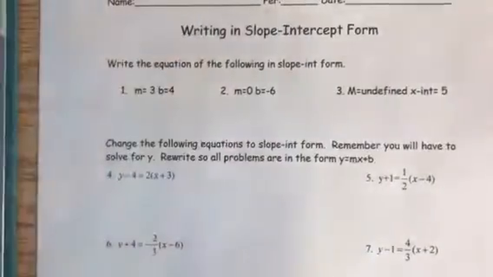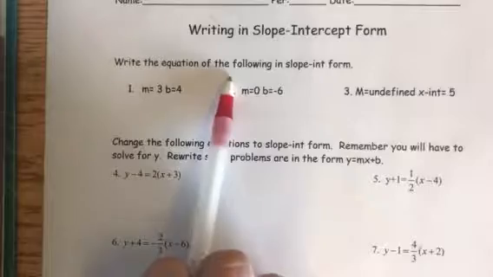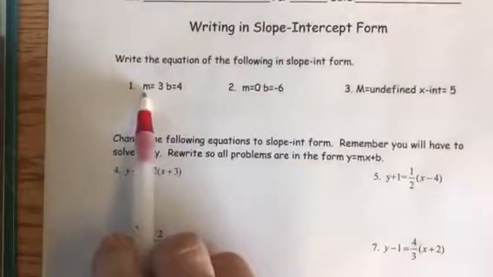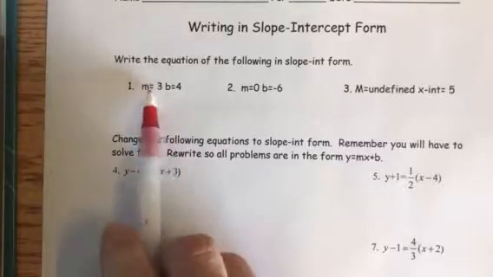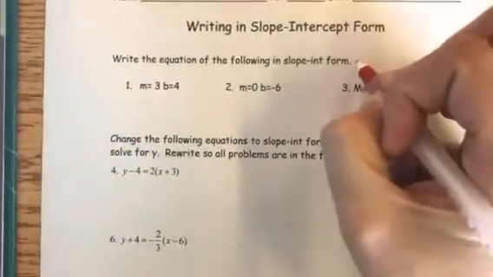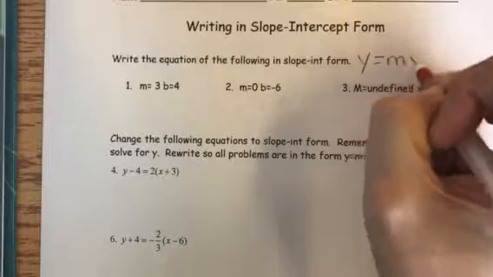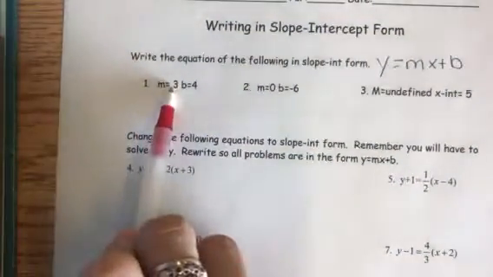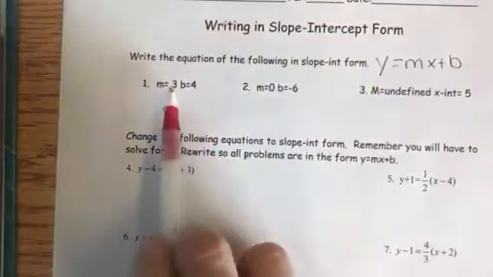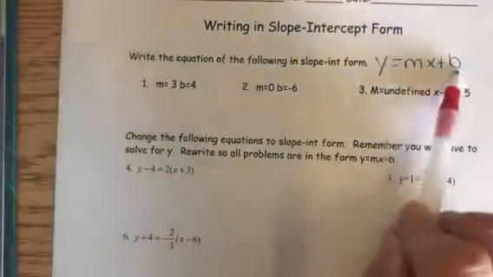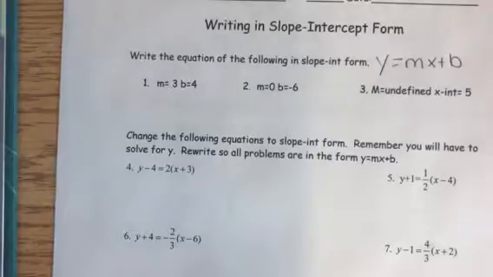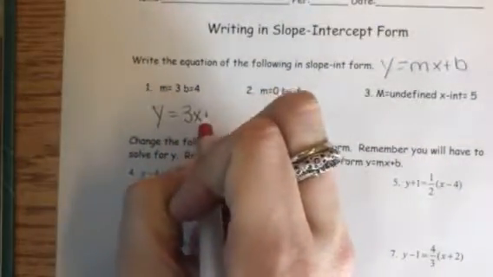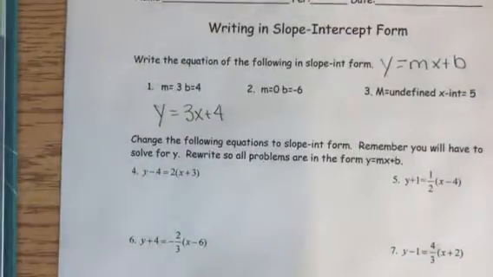Okay, so in this first section, it says to write the equation of the following in slope-intercept form. So if we're going to write in slope-intercept form, we're given an m and a b, right? When we're given an m and a b, that means we want to plug into y equals mx plus b form. So if m equals 3, we're going to replace the m with a 3. And if b equals 4, we're going to replace the b with a 4. So we would say that this is y equals 3x plus 4.